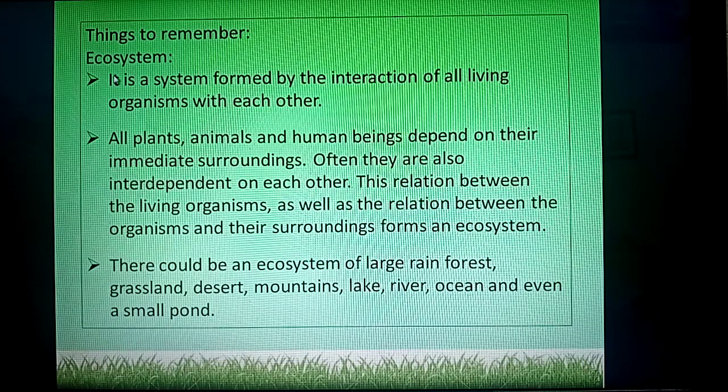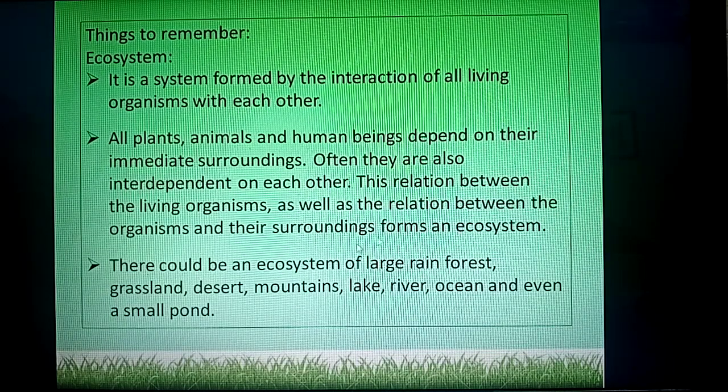Now let's see ecosystem. It is a system formed by interaction of all living organisms with each other. All plants, animals, and human beings depend on their immediate surroundings. Often, they are also interdependent on each other. This kind of relationship between the living organisms as well as the relationship between the organisms and their surroundings form an ecosystem.